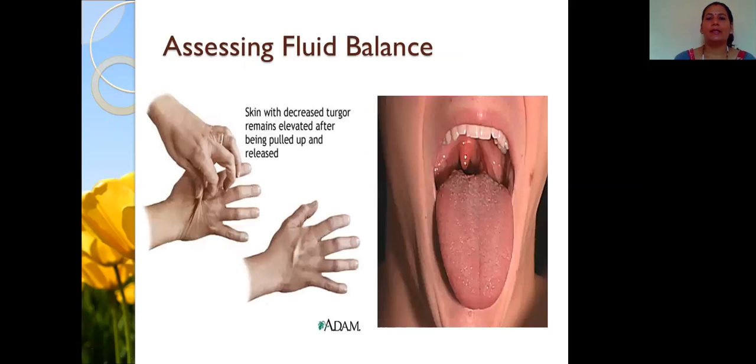Okay, while assessing the fluid balance of the patient, we will be assessing like this. The skin with decreased turgor remains elevated when we pinch it with two fingers, the thumb and the index finger. And it goes back very slowly. If the patient is dehydrated, we can also assess through the tongue. Dryness of the tongue can be seen.